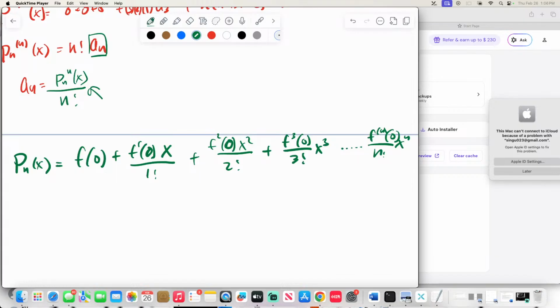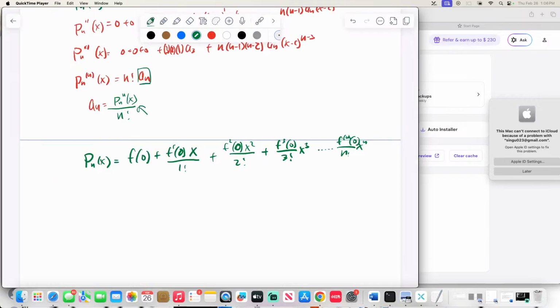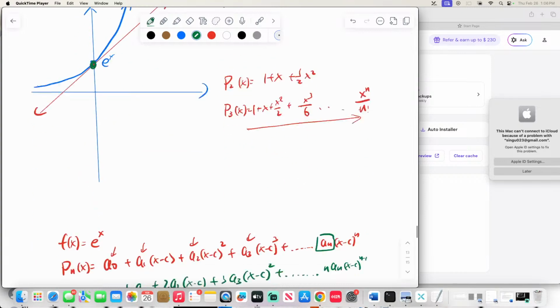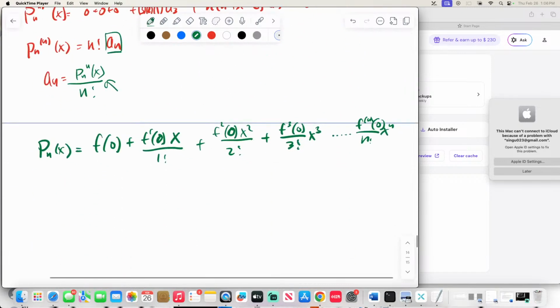Is this okay? In this case, we're gonna use 0 as a center. 0 as a center is very important because we're using this particular point right here. We're using 0 as a center. So this is known as a Maclaurin polynomial.